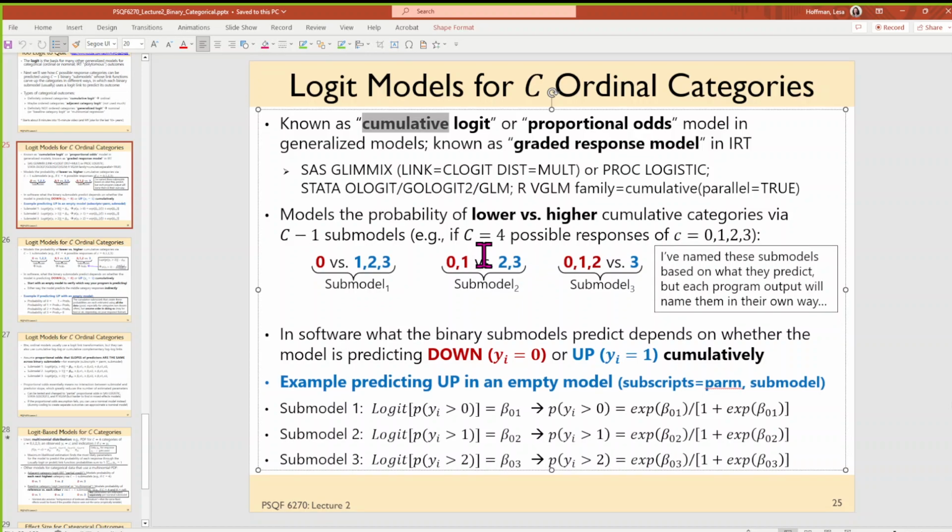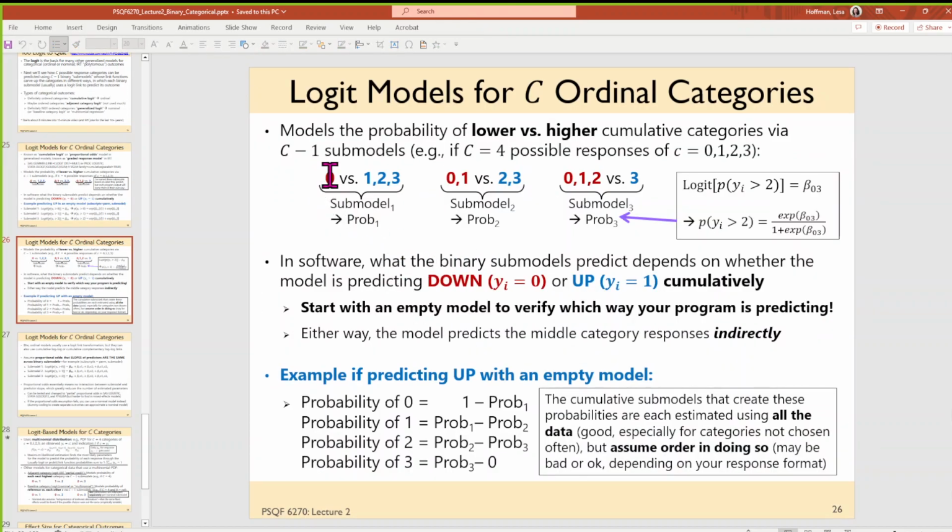The way this link function works is that it takes all of your answer choices into account in every single submodel. You have C-1 submodels to model C possible categories. So if I have 4 possible categories, I need 3 submodels. And it's 0 versus 1, 2, 3 as a binary submodel where 1, 2, 3 is lumped together in the first one. 0 and 1 are lumped together, and 2 and 3 are lumped together in the second, and 0, 1, and 2 are lumped together in the third.